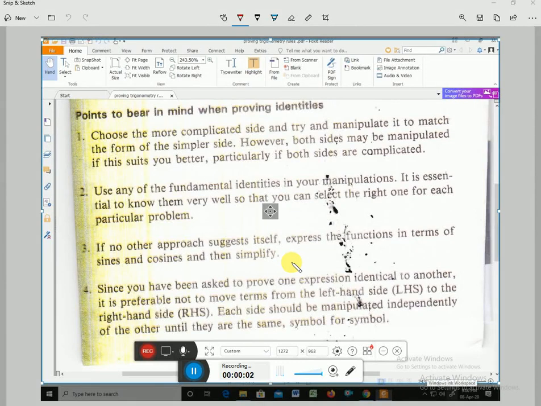Good. People, let us look at one of the sections in trigonometry which sometimes needs extra thinking. It is proving whether the two sides of a trigonometric expression are equal, using the fundamental identities.